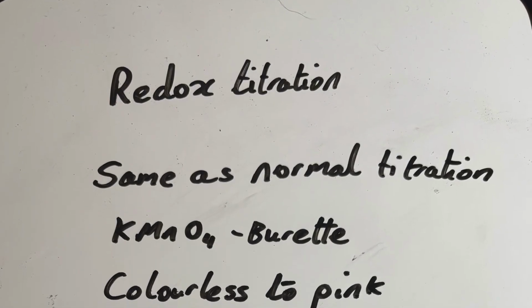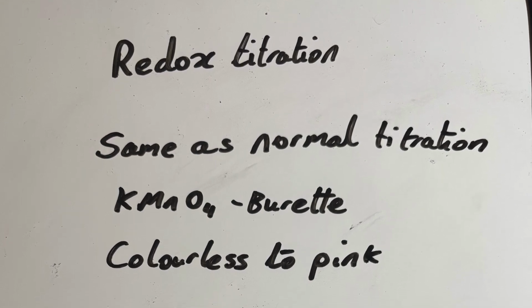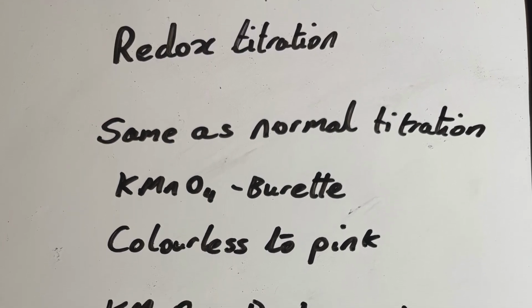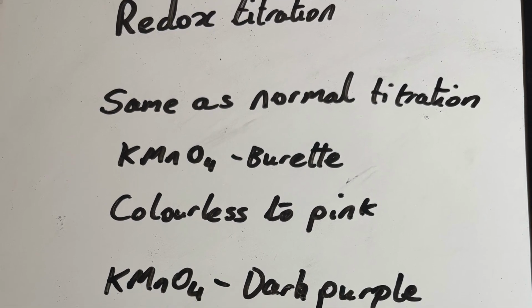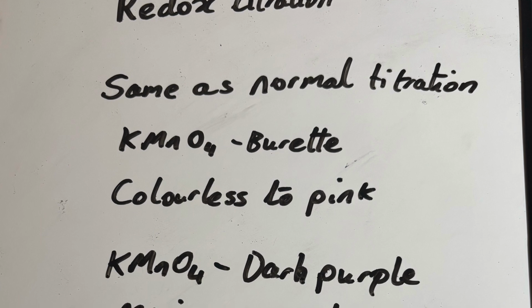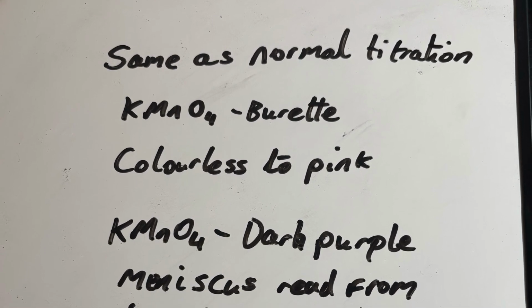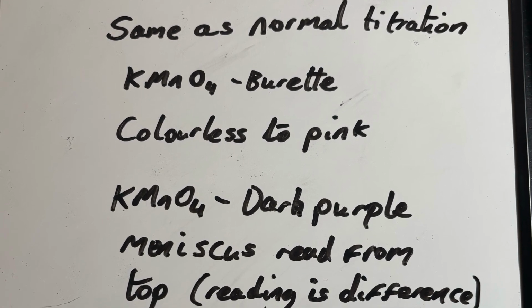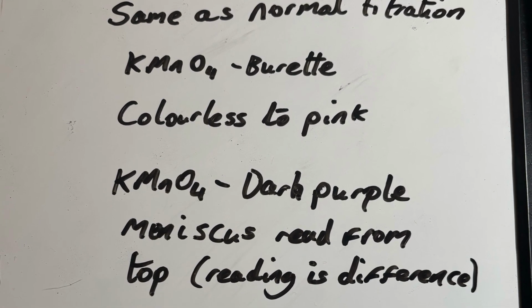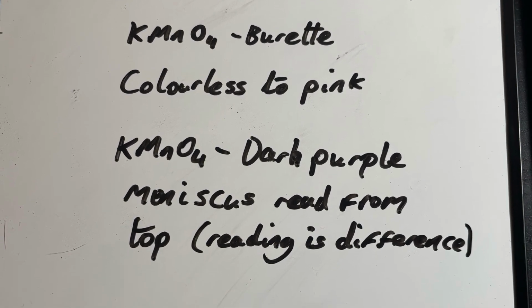So now you need to know about redox titration, and it's the same as any other titration. You're going to put potassium manganate in your burette, and the contents of your conical flask will go colourless to pink. Now the problem is potassium manganate is very dark purple, so you need to read the meniscus from the top, but because it's titration, the reading is all about the difference, and so as long as you're consistent, it should be absolutely no problem.